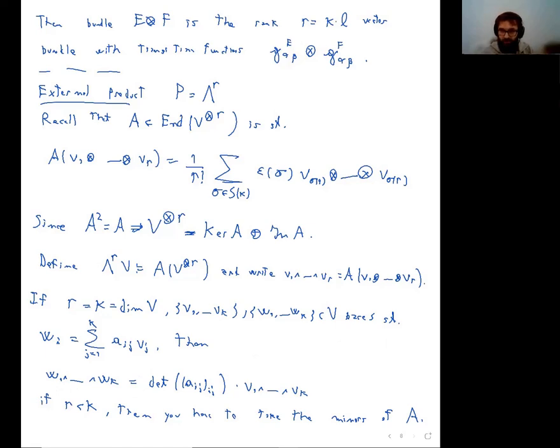Sorry, what was a minor again? Okay, that might be a problem. So a minor of a matrix is a submatrix which is square. The determinant of a submatrix which is square.